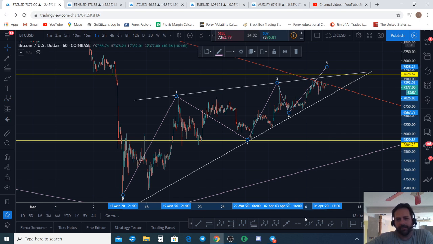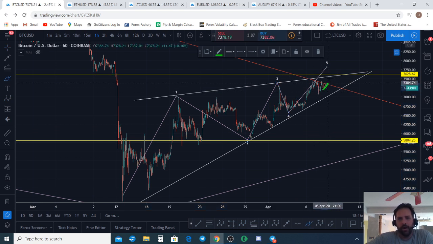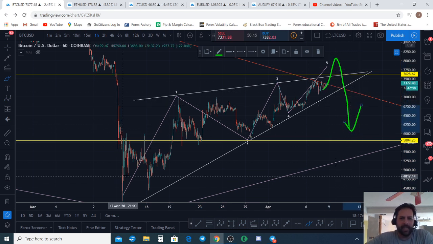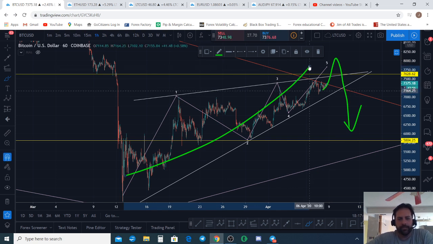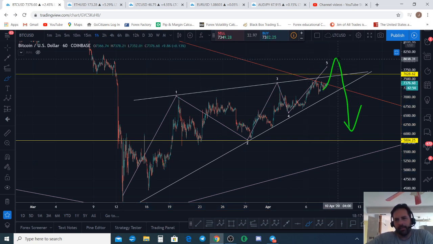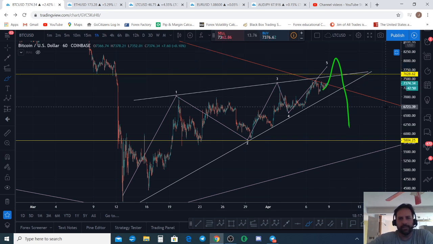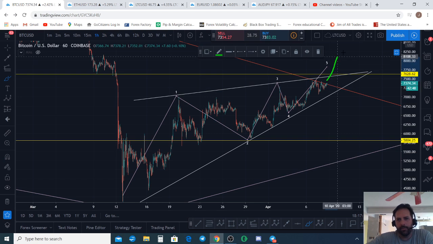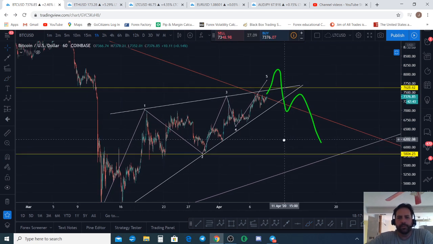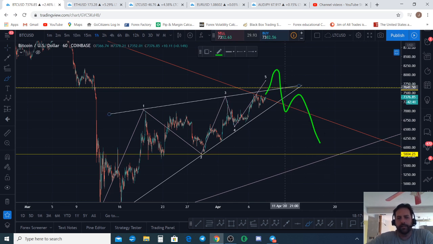If it's a leading diagonal, guys, we're going to get what we call a throw over, where we come up here and throw over the top and then come on down. If it's a leading diagonal, this would be a one wave, okay? And then we would come down in a three wave fashion, looking for three waves to the downside. Let me show you what that would look like. Something like come up here, boom, boom, boom, to finish out a correction.